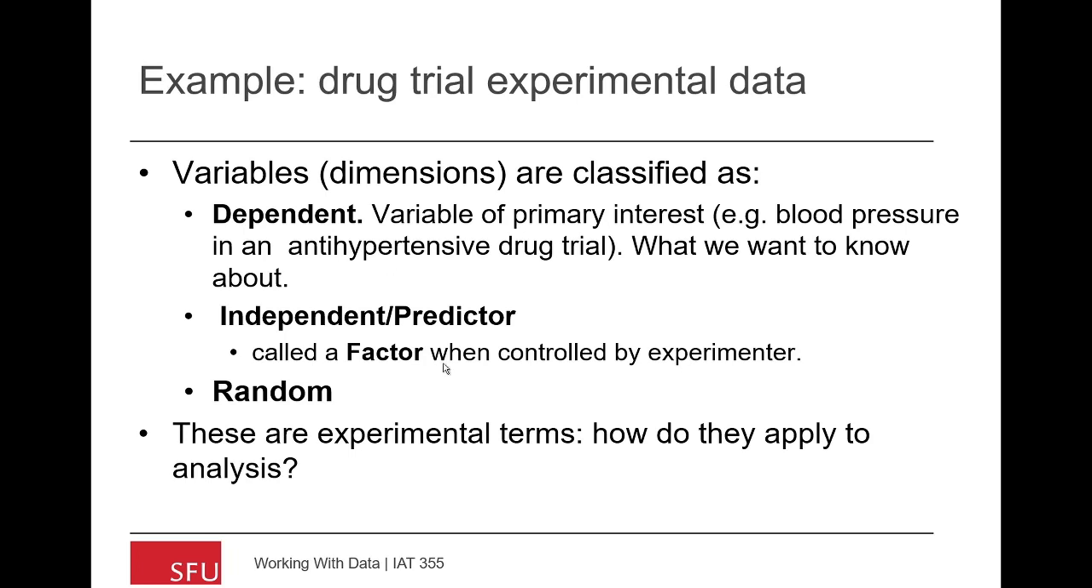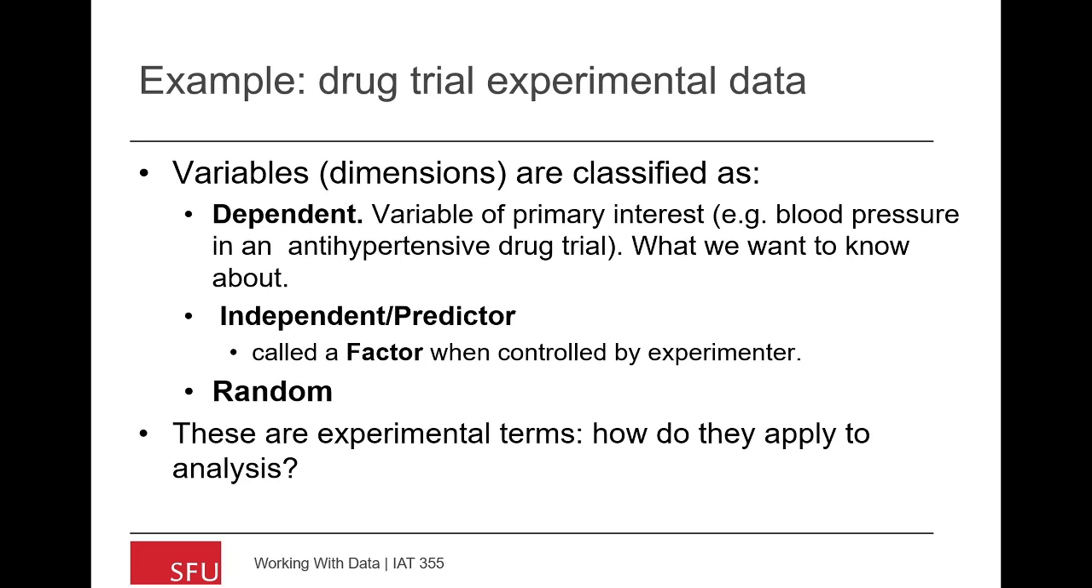Independent variables, or predictor variables, shown in the center here, are sometimes called a factor when controlled by an experimenter. So, for example, a factor that might be present is the sex of the person who's taking the drug. It is independent and can be selected by the experimenter. We're going to have a group of men who are age 50 to 60 who are going to take this drug, and another group of women who are age 50 to 60 who are going to take this drug, and the independent variable is the sex of the individuals taking the drug.